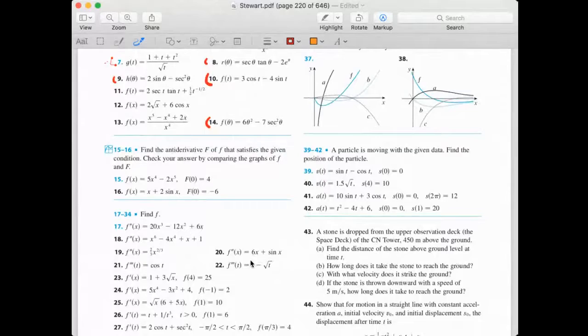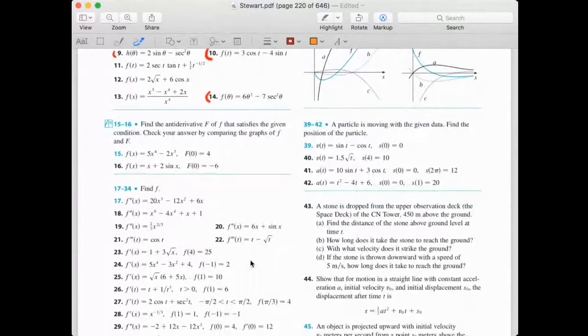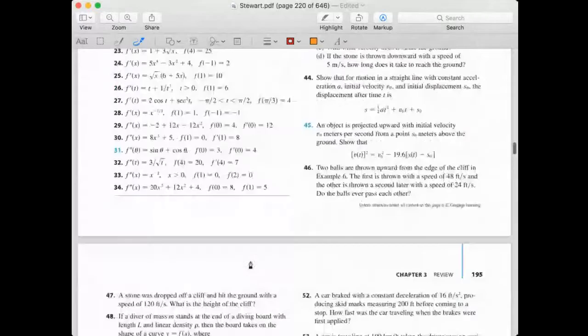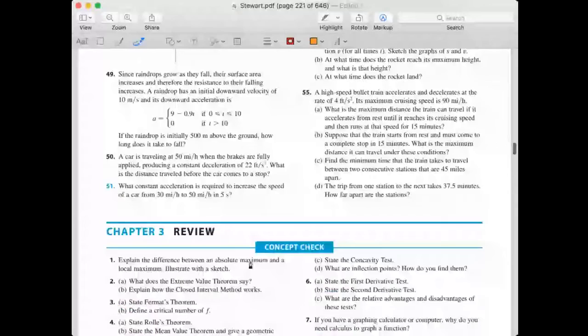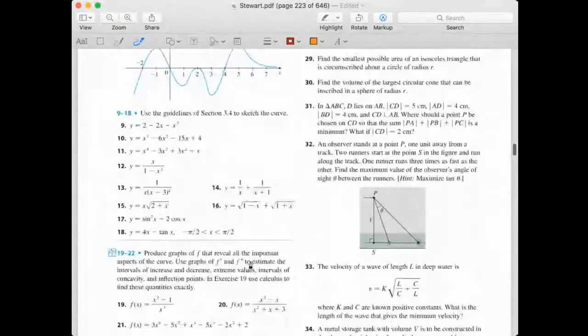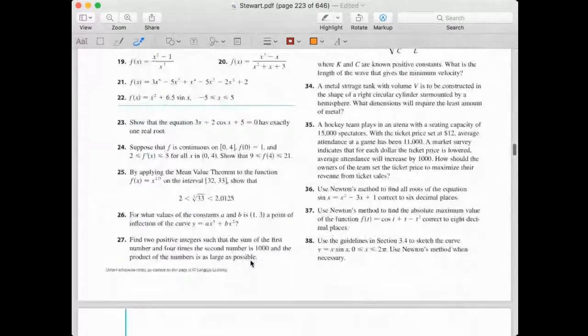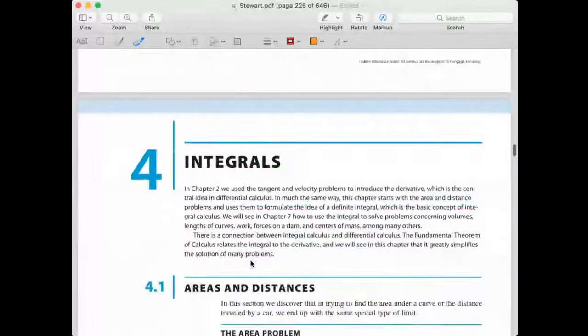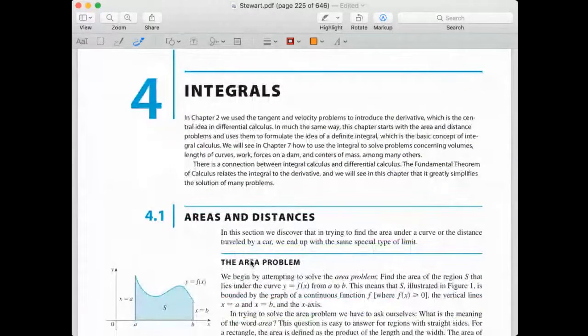Oh, I may leave you some exercise. Actually it's okay, because all these antiderivatives just help us go into integration. So let's talk about integration today. I have about 15 minutes.